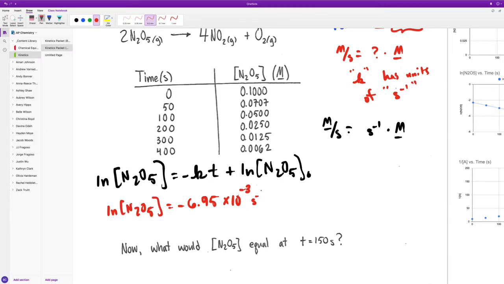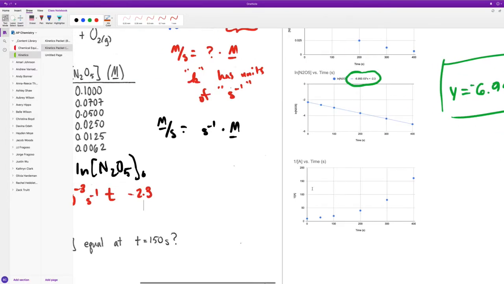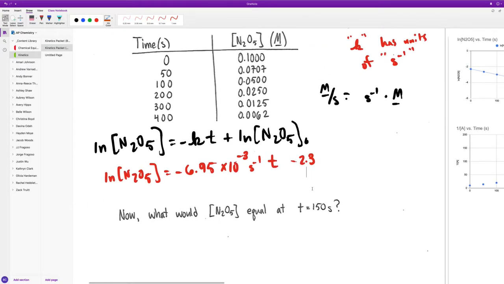So per second. And time, that's our other variable, the x-axis variable, plus the natural logarithm of our initial concentration, which has a very specific value now, negative 2.3026. So this is the equation of the line.